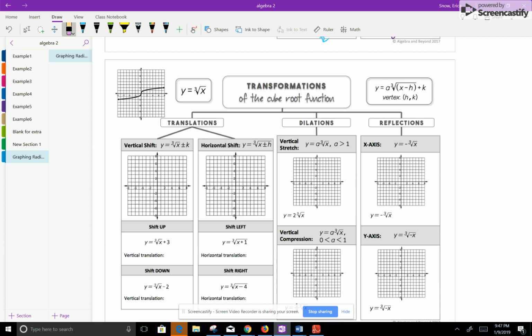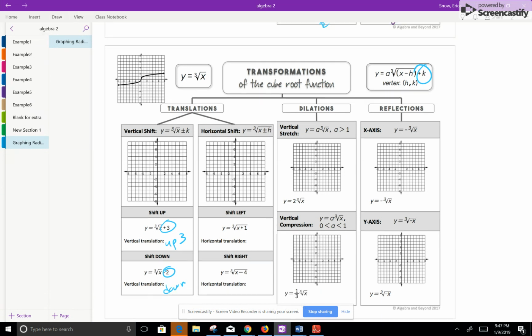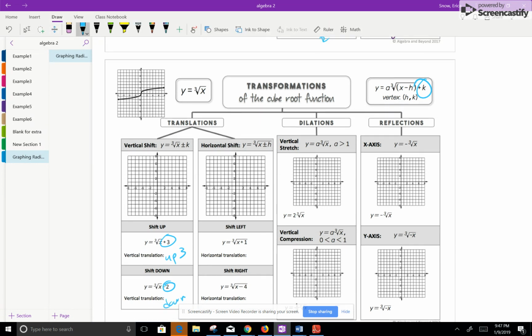Okay, now we're going to start talking about transformations of cube root functions. So again, our k hanging out here on the end moves us up or down. So this one is up 3. This one is down. I need to do these in different colors so you guys can actually see them.